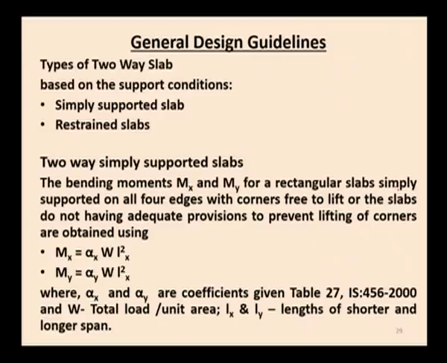In addition to one-way and two-way slab, we are going to see the continuous slab, that is one-way continuous slab. In the two-way slab, based on the support conditions, there is simply supported slab and restraint slab. What do you mean by simply supported slab in the case of two-way slab? What do you mean by restraint slab in the case of two-way slab?